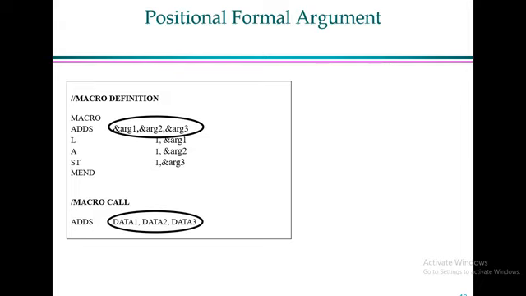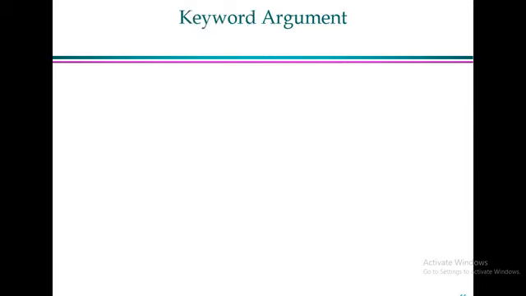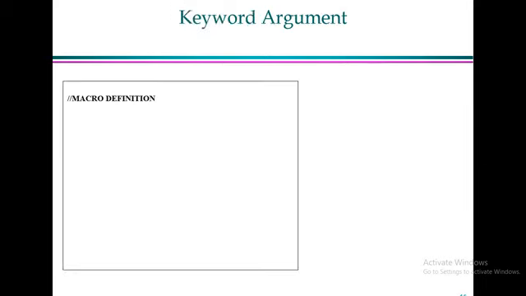Position here, this argument is stuck with its position. ARG1 is equal to data1, ARG2 is equal to data2, and ARG3 is equal to data3. So they are stuck with their position. This is the first type, positional formal argument. Now see formal parameter and value. First formal parameter is ARG1 whose value is data1, second is ARG2 whose value is data2, and third is ARG3 whose value is data3. Second type is keyword argument.